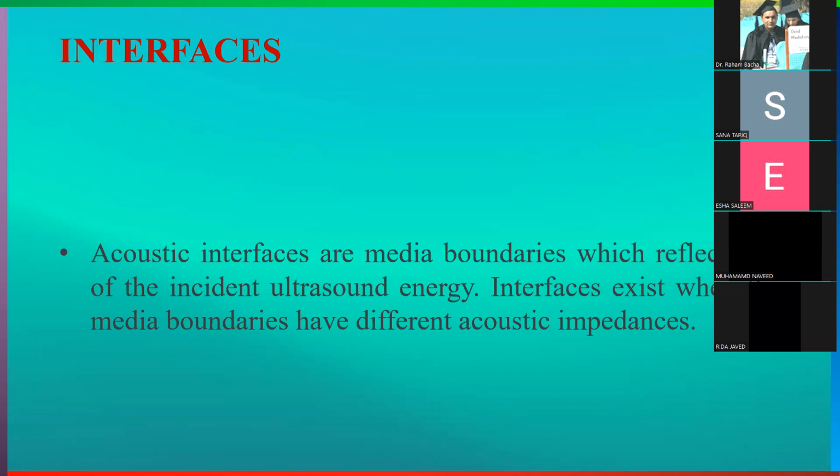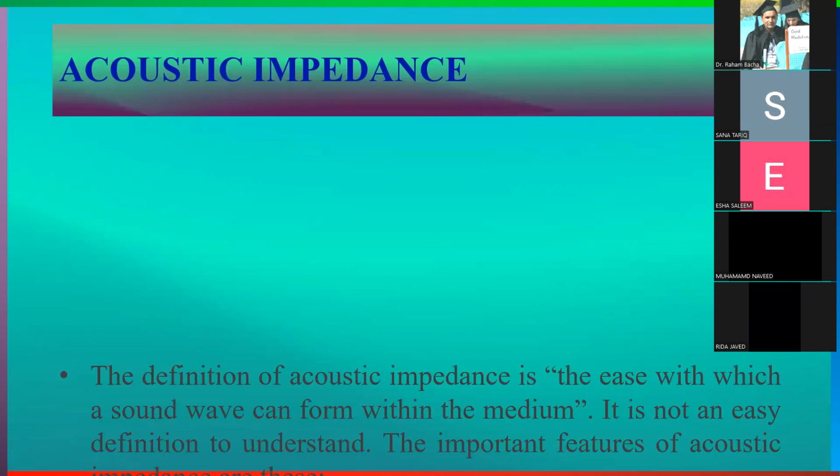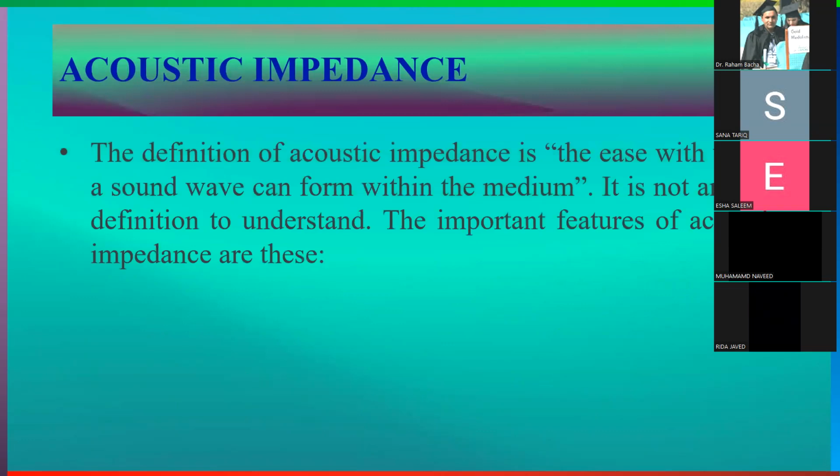But now the question arises, what is acoustic impedance? Because we don't know about acoustic impedance yet. So acoustic impedance is the ease with which a sound wave can form in a medium. Now this is a definition which is a little bit controversial with respect to the meaning of impedance.